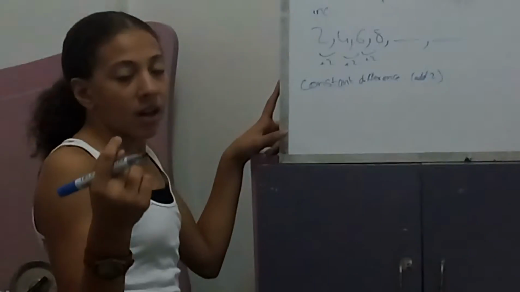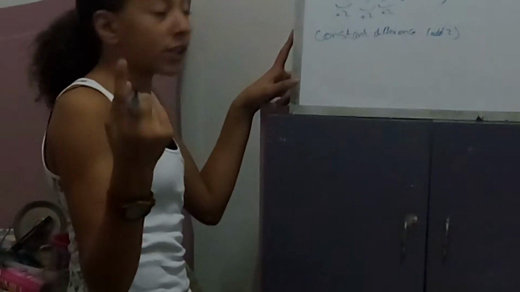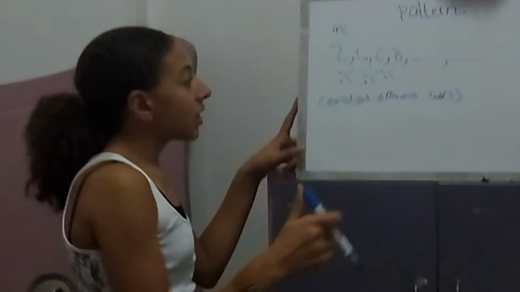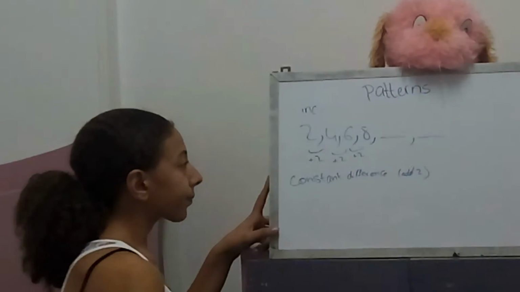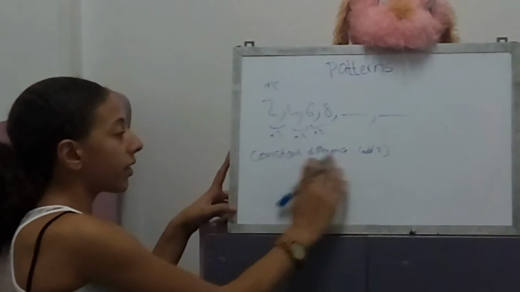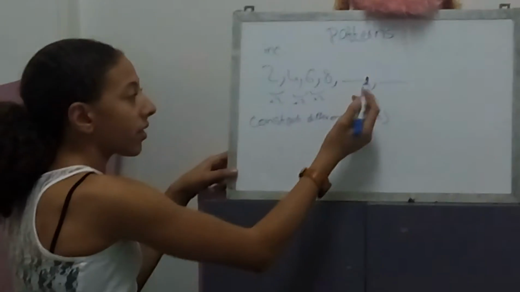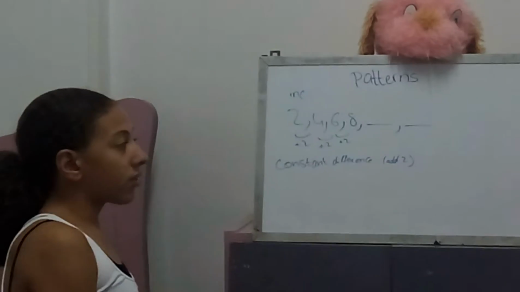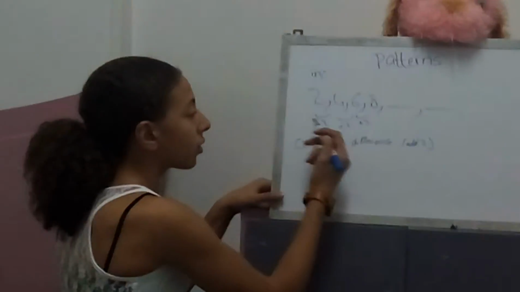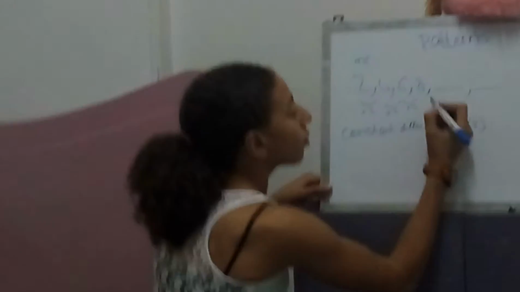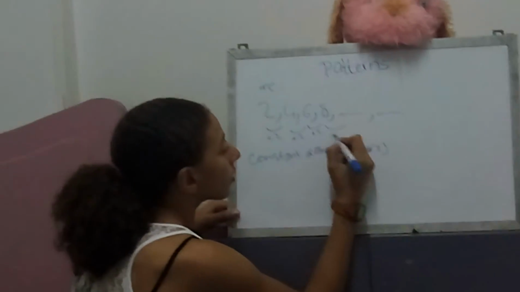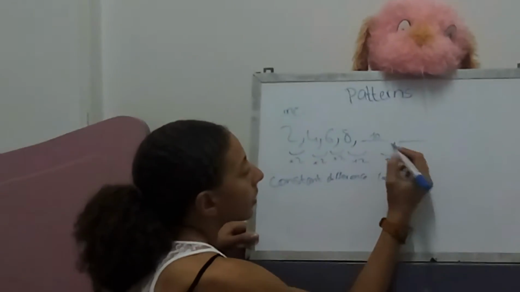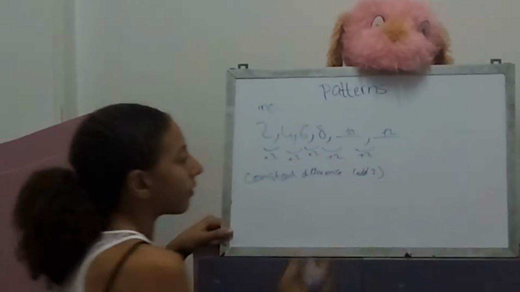The question has two parts. The first question is find the constant difference, and the second question is find the next 2 points, okay? So, first of all, we found the constant difference. What do we do next? We find the next 2 numbers, okay? Here we added 2, and here we added 2, and here we added 2. So, 8 plus 2 will be 10. And then we'll add 2 here. 10 plus 2 will be 12, okay?